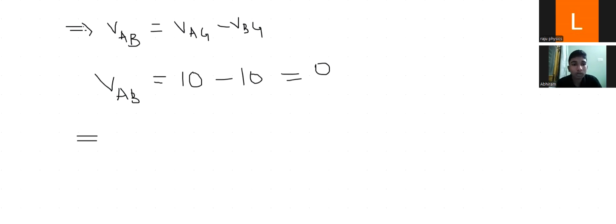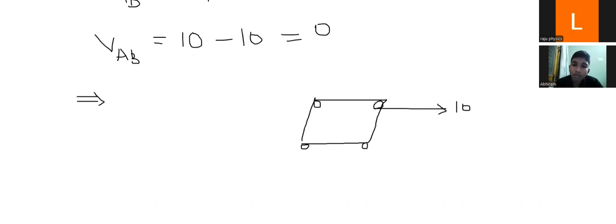Okay, sir. Next, one more question. This question is very difficult. So like this is the trolley. In this trolley, the trolley was moving with a speed of 10 meters per second.